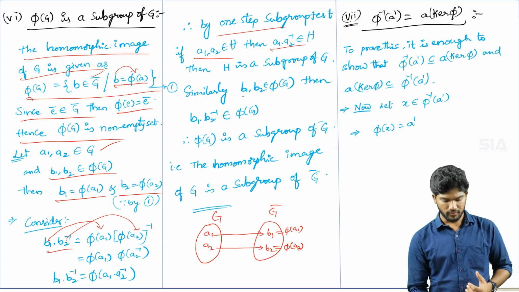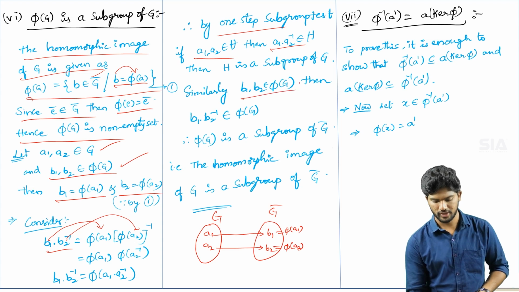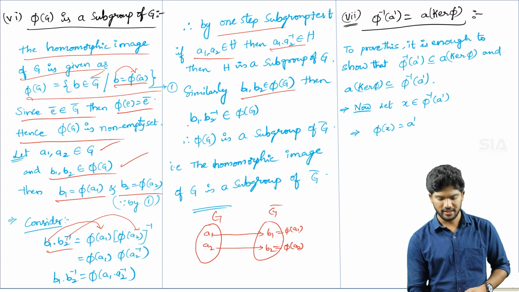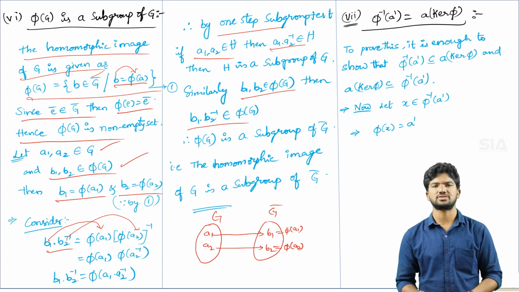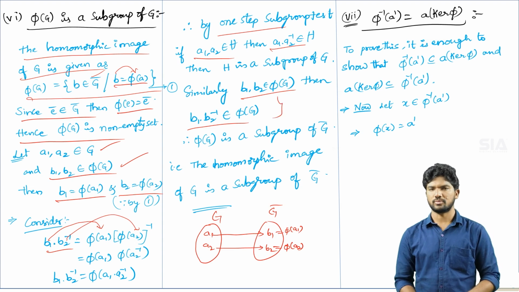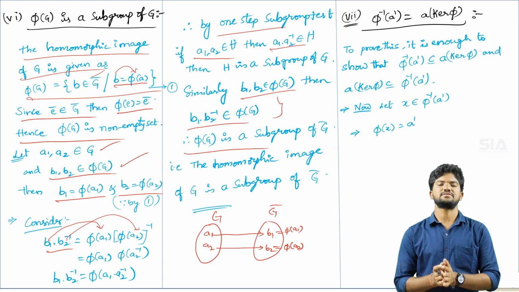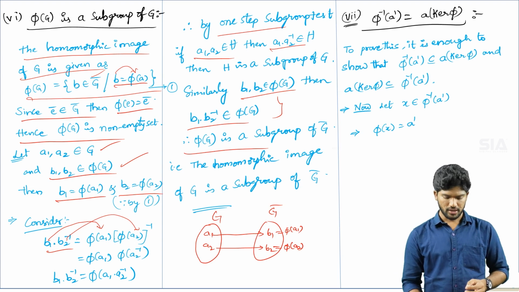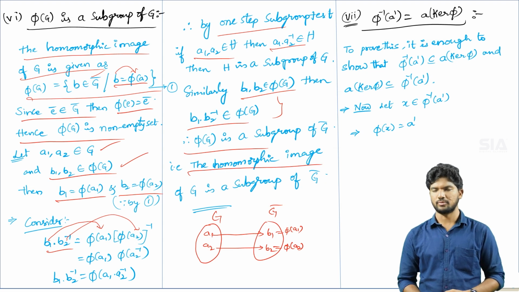Similarly, here we are taking b1, b2 belongs to the homomorphic image pi of g. If b1, b2 belongs to the homomorphic image pi of g, then their quotient value b1 into b2 inverse also belongs to pi of g. It is the statement of the one step subgroup test theorem. By applying that, clearly we can say that pi of g is also a subgroup of capital G bar. So therefore the homomorphic image of capital G is a subgroup of G bar.